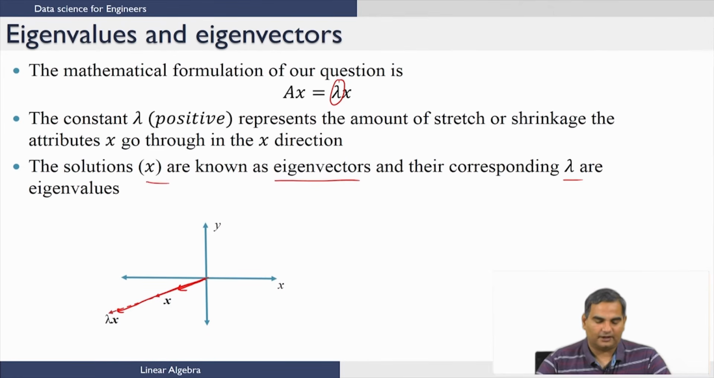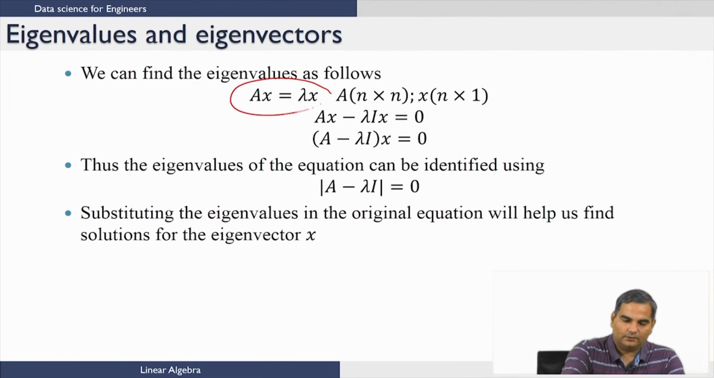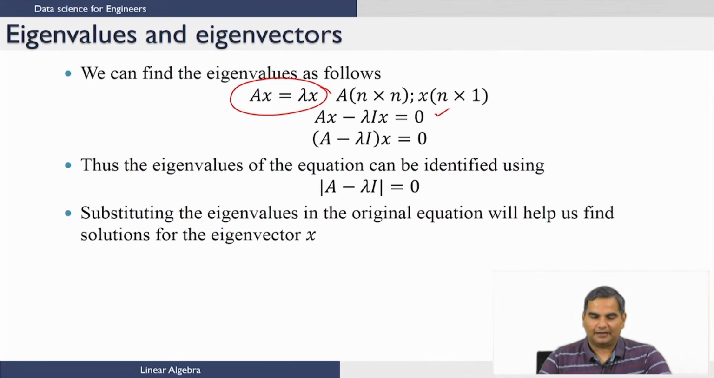So, the questions that we are left with are, how do we find out whether every matrix would have eigenvectors, and how do I compute these eigenvectors and eigenvalues? To compute the eigenvalues, we follow the procedure that I am going to outline now. The original equation is Ax equals lambda x. I could bring this lambda x to this side, and then I get Ax minus lambda I x equals 0. So, this becomes (A minus lambda I) times x equal to 0.